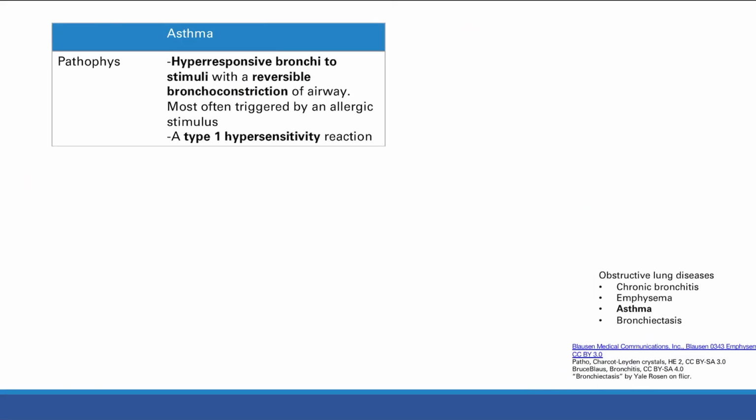Okay, asthma. Asthma, this is key: hyper-responsive bronchi to stimuli. And they get a reversible bronchoconstriction of the airway. So this is our trachea, and then we get our bronchioles, and we have a little allergen that comes in. And remember, our bronchi have smooth muscle. They can constrict or they can dilate, and if you have a hypersensitivity, if you're too sensitive to whatever stimuli, it can be just some pollen, it can be a cat, it can be just cold, the bronchi of people with asthma will constrict.